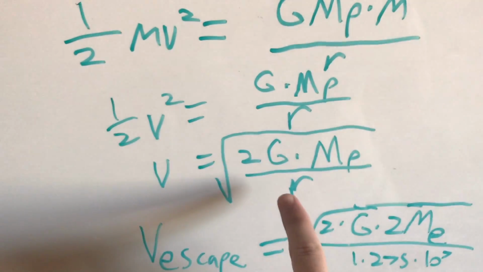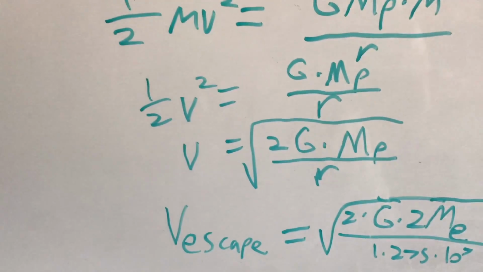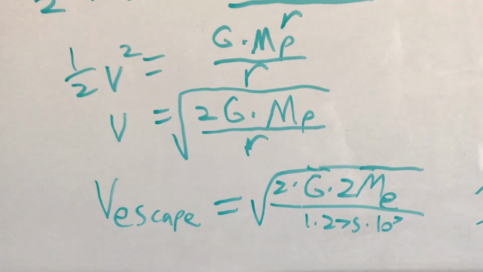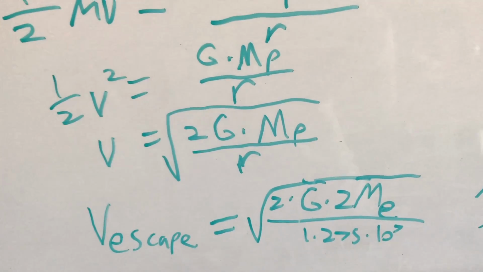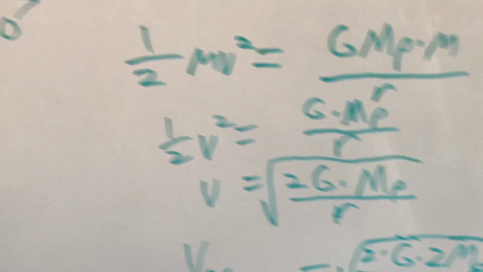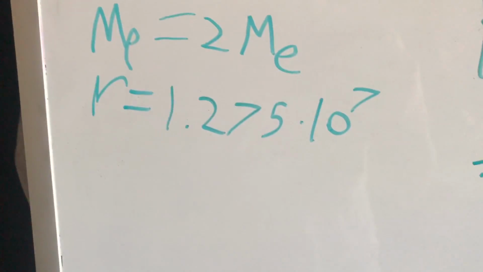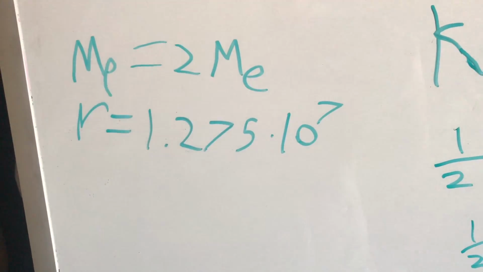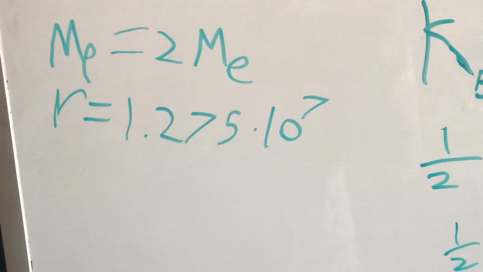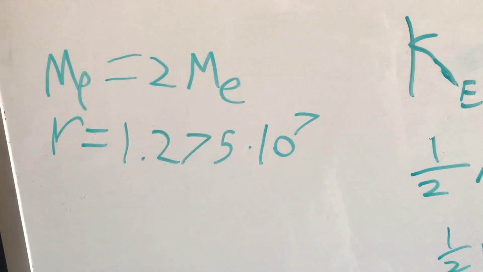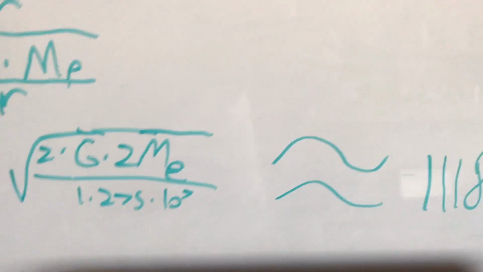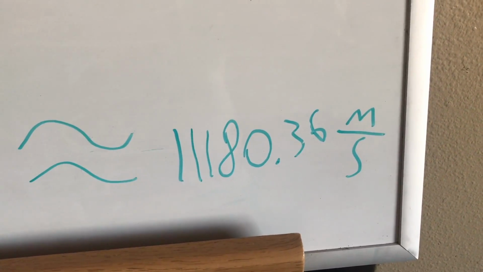And that gives us this equation, which is the universal equation for escape velocity. And finally, we plug in our initial values, which were that the mass of the planet is 2 times the mass of Earth, and the radius of the planet that we got in our last problem is 1.275 times 10 to the 7th. So we plug in values, and we get 11,000 meters per second.